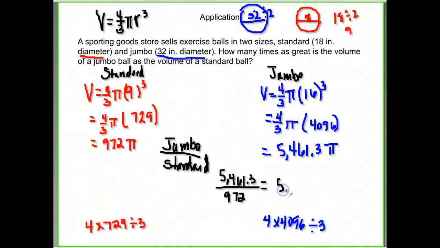When I do, I get 5.618. I'm just going to round that off to 5.6. The jumbo ball is 5.6 times greater in volume than the standard ball.